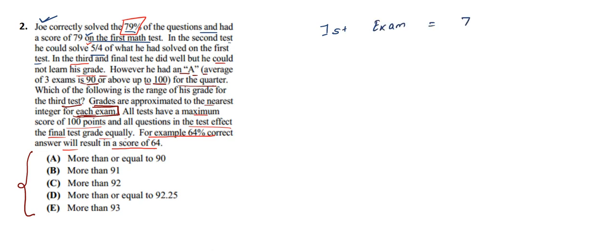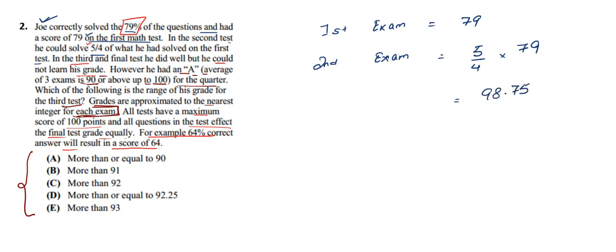The first exam marks we have been given is 79. For the second exam, we have been told that he scored 5/4 times his previous exam's marks, which is 79. So once we solve this, we will get a value that is 98.75.